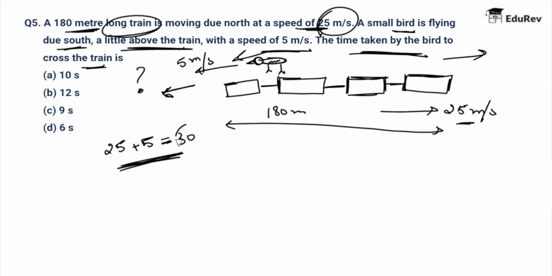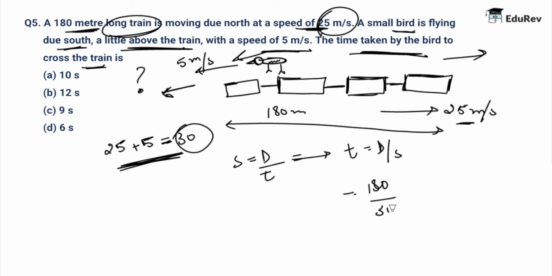Now speed is distance upon time, so time is going to be distance upon speed. Distance is 180, whereas speed is 30. When I solve this, my answer is 6. So time is 6 seconds. Hence, the time taken by the bird to cross the train is 6 seconds.